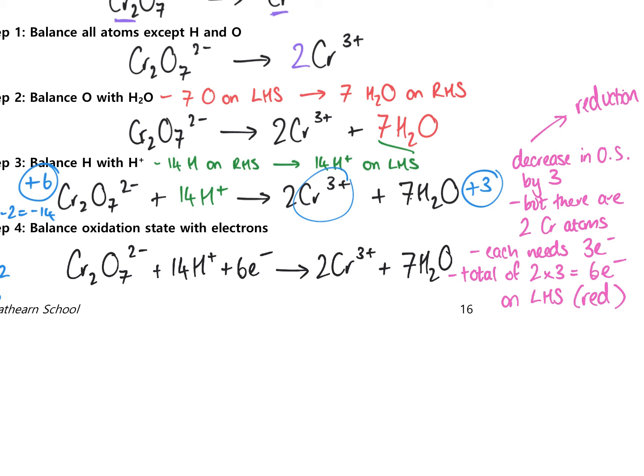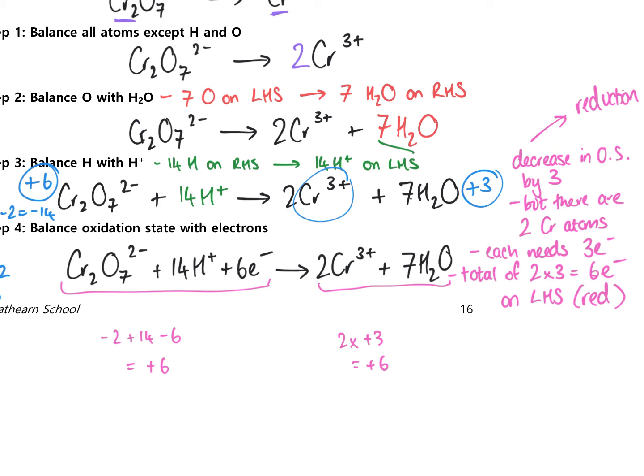So that ends up being our final equation: Cr2O7 2-, plus 14H+, plus 6e-, giving us 2Cr3+ plus 7H2O. Again, if we look at the charge on either side of the equation, on the left-hand side we've got minus 2 from our dichromate ion, plus 14 from our H+, minus 6 from our electrons, and that gives us a charge of plus 6 on the left-hand side. On the right-hand side we've got 2 times plus 3, which is plus 6, so you can see the charge is balanced.